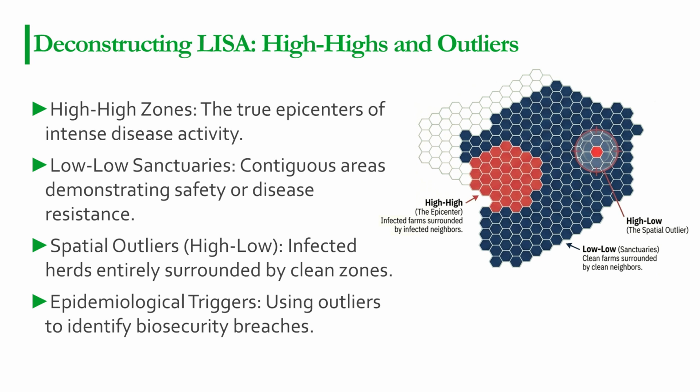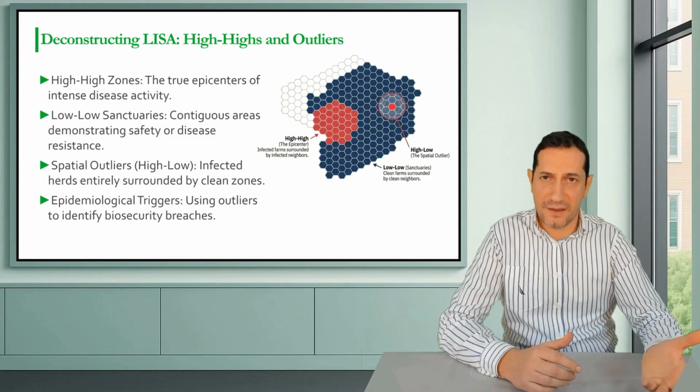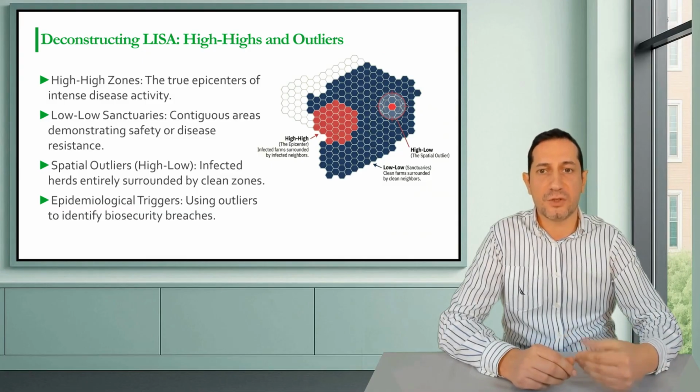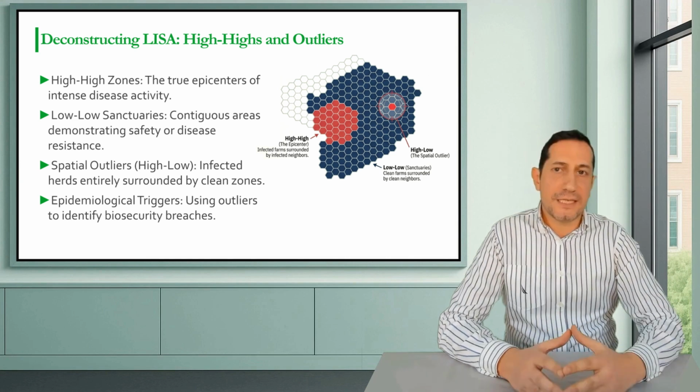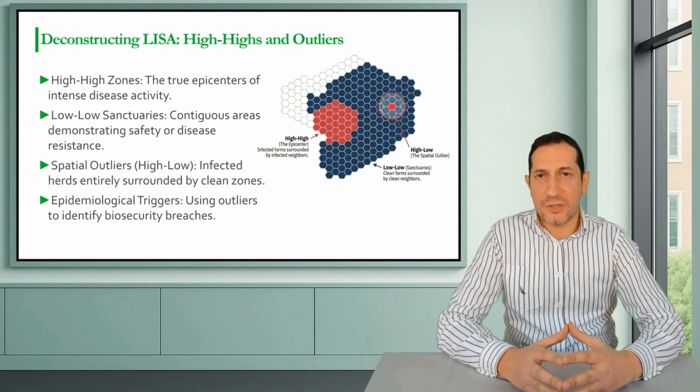LISA also highlights spatial outliers, which are especially important for field work. A high-low outlier is a single farm with a high disease rate surrounded by healthy neighbors. This is a major warning sign. It suggests the infection did not spread through local neighbor-to-neighbor contact. Instead, it may point to an external introduction, such as an infected animal moved in from another area. In practice, this finding triggers targeted contact tracing and a focused biosecurity investigation.